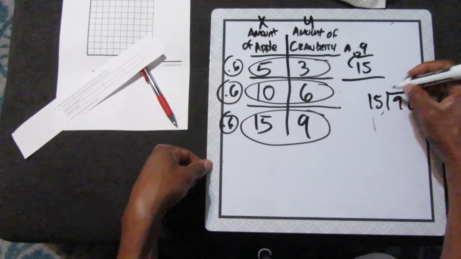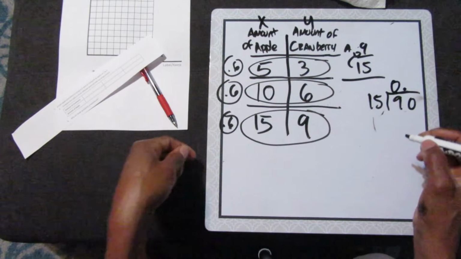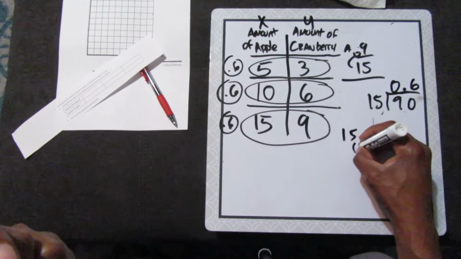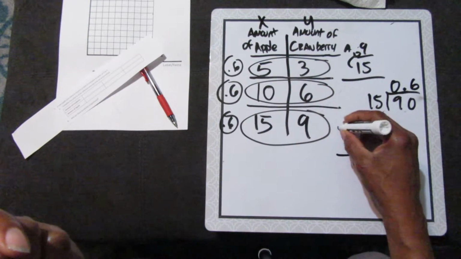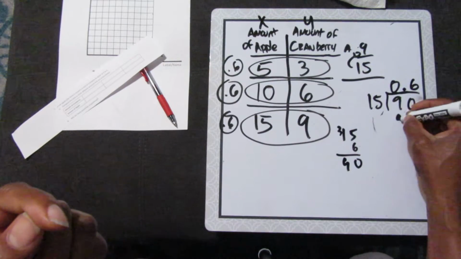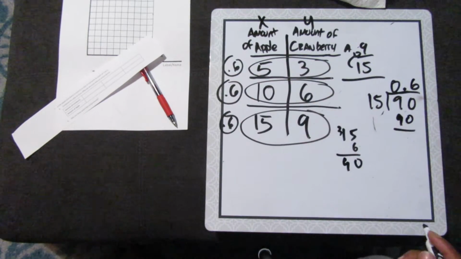How many sets of 15 are there in 9? None. How many sets are there in 90? I'm going to say 6. But I don't know. Let's see. So I have 15 times 6, 5 sets of 6, 30. Carry that. 1 set of 6 is 6 plus 3 is 9. I'm looking sharp. Once again, we get the same value there.